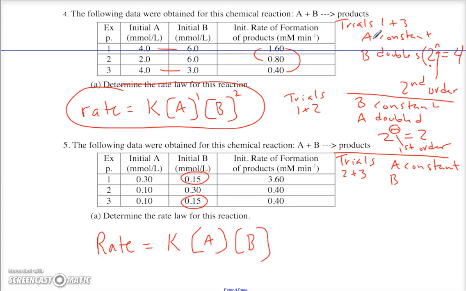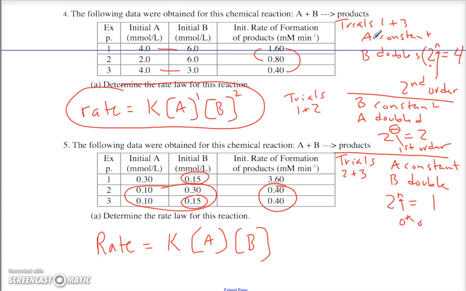All right, so we're looking at trials 2 and 3 right here. A is constant, but B is doubling. So if B is doubling, that would be 2. What power do we need to raise that to see this change in the rate? Well, there's no change in the rate, so we're not going to have any multiplier there. So 2^n is equal to 1. In this case, n is 0, because 2 to the 0 power is going to give you 1.